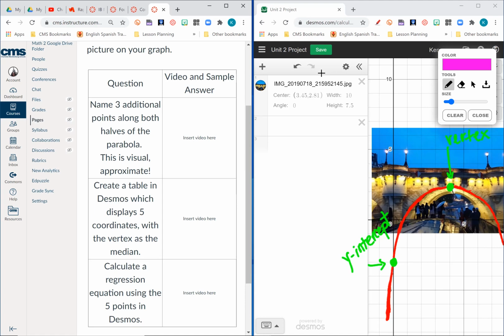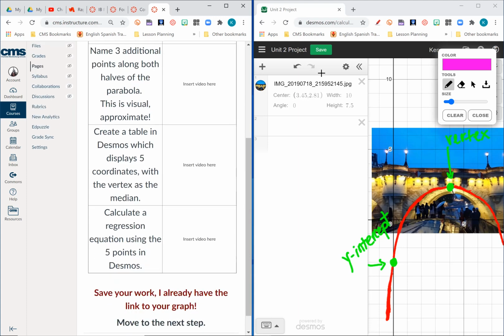And we're going to use those 5 points to create a table in Desmos, with the vertex at the median. And then finally, we're going to calculate a regression equation using the 5 points in Desmos. All right, so let's get started.